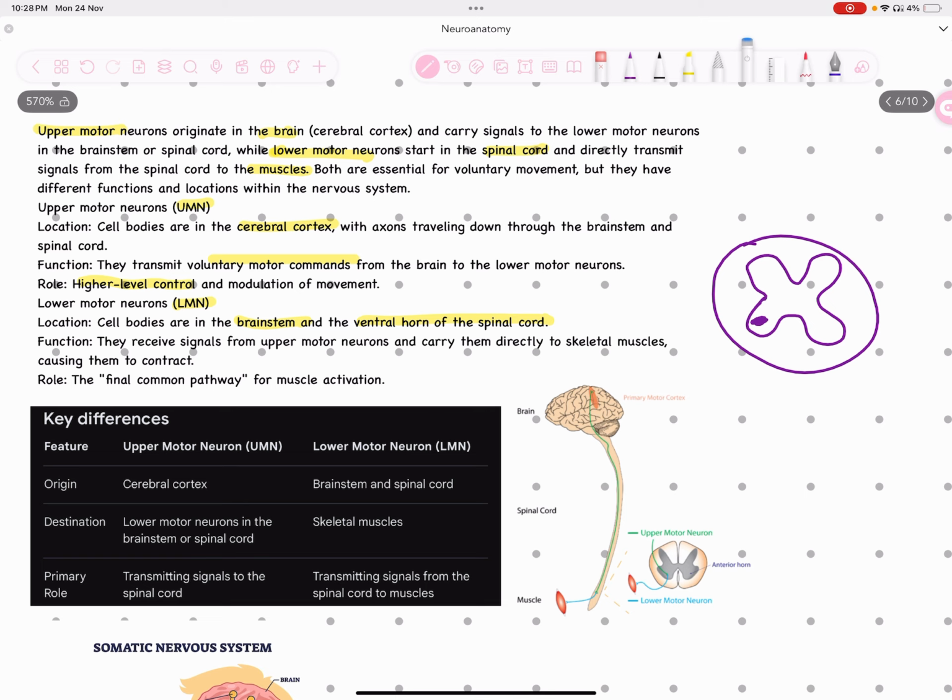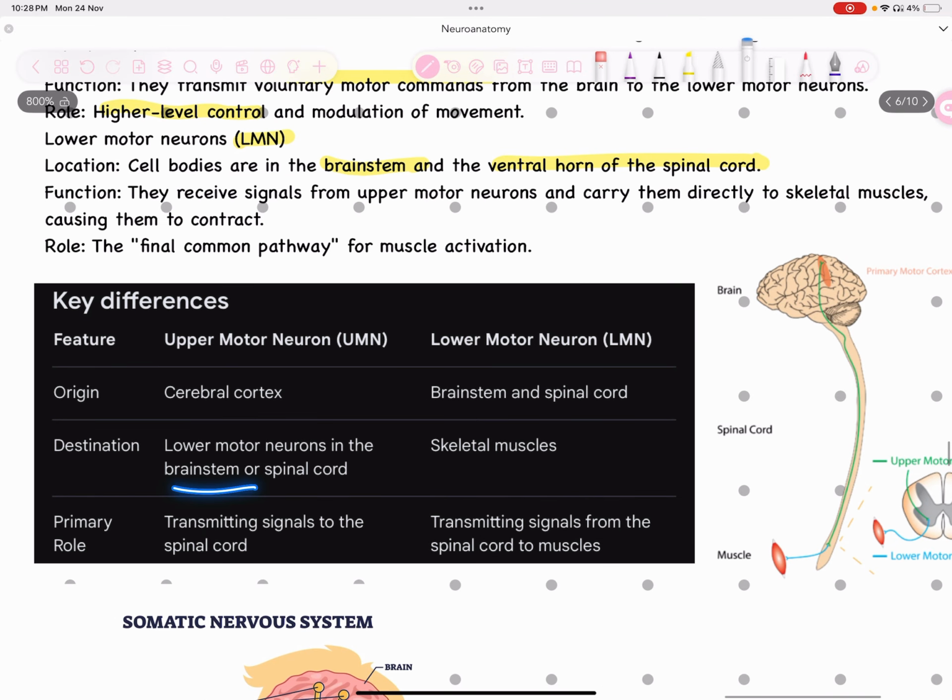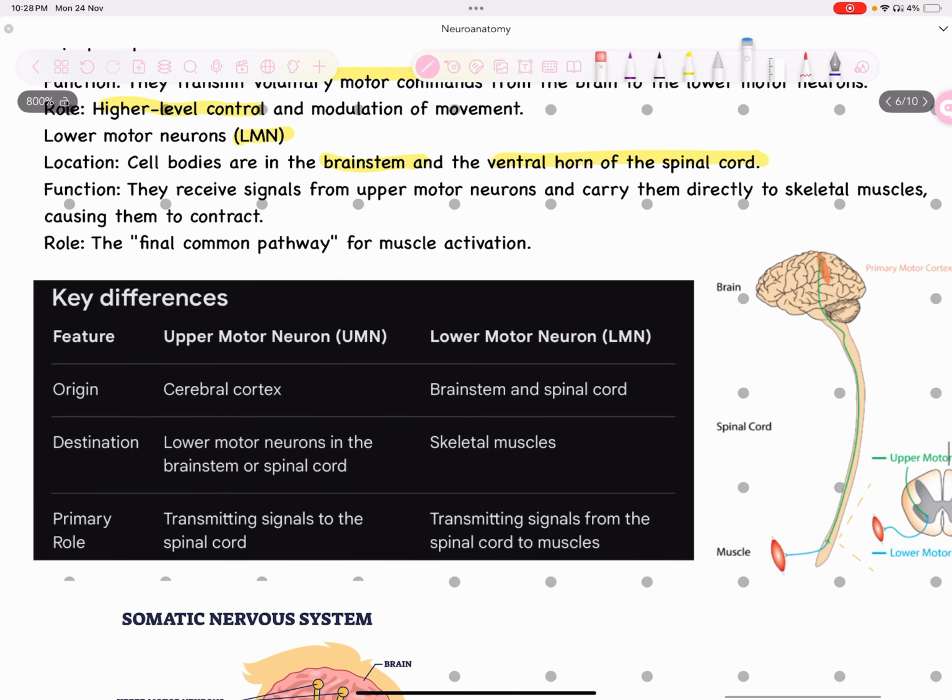Now, here is the perfect written definition in the diagrams for upper motor neurons. Upper motor neurons begin in the cerebral cortex and they're going to terminate either in the brainstem or the spinal cord. So this is the upper motor neuron. Begins in the cerebral cortex and it will terminate either in the brainstem or in the spinal cord. So this is its origin and destination.